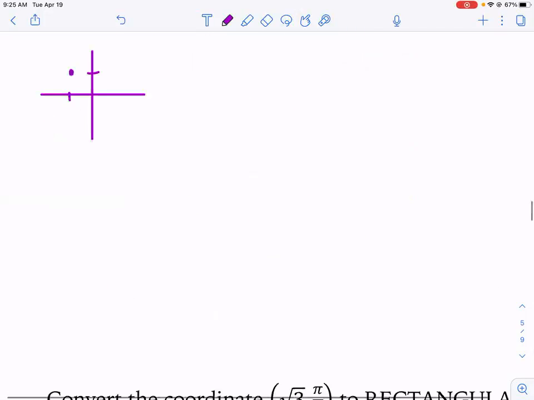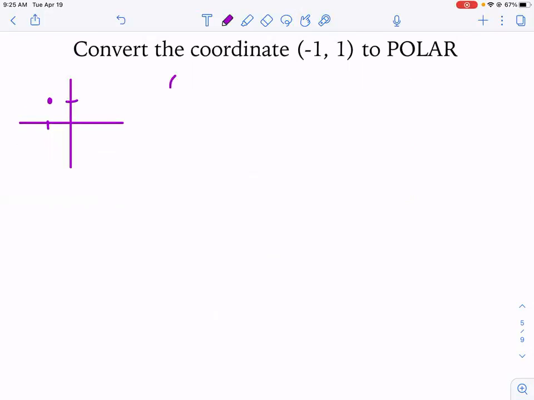All right. So let's use our Pythagorean theorem. We know that X squared plus Y squared equals R squared. So R squared is 2, which means R is technically plus or minus radical 2, but we're going to choose the positive R to write our coordinate just to keep things simple. Well, now we need to figure out theta.